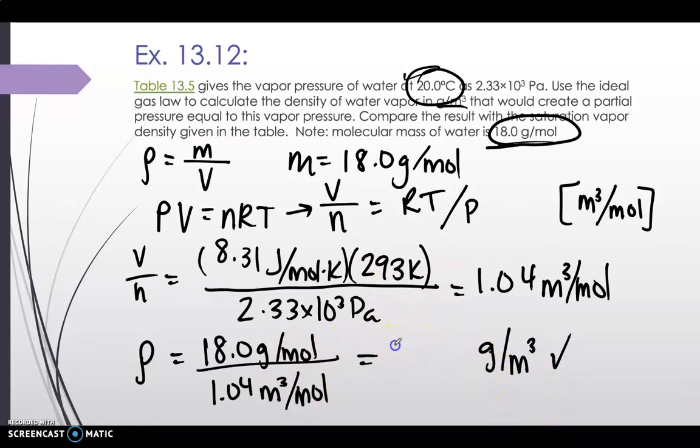And plugging this into our calculator, we get 17.2 grams per meter cubed. So this is our density of the water vapor. Okay.